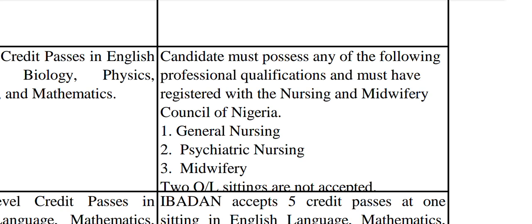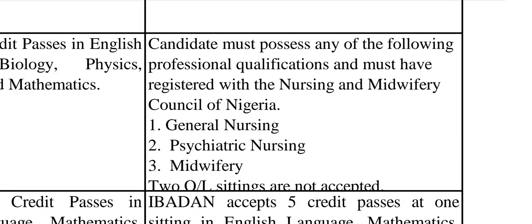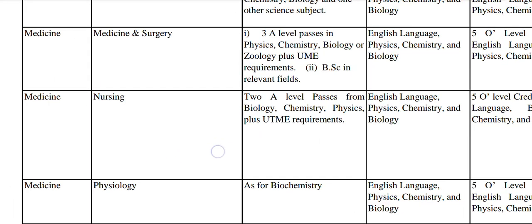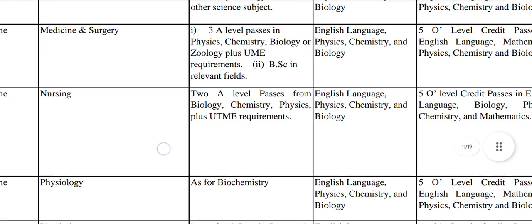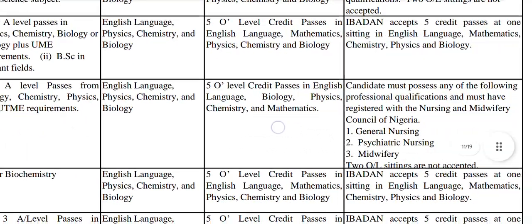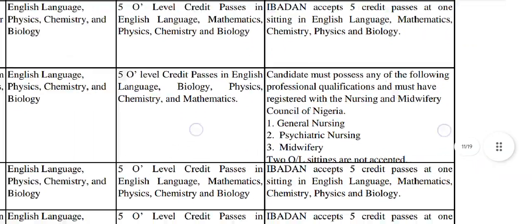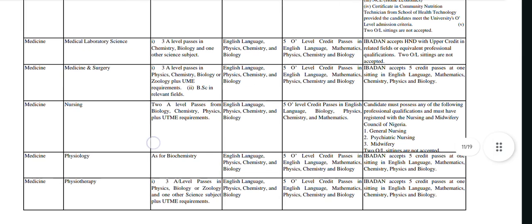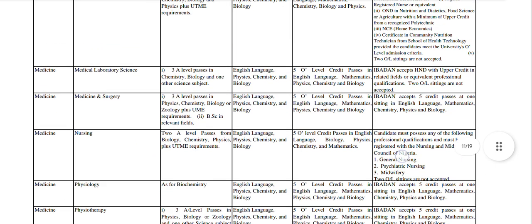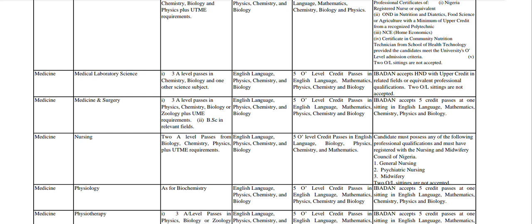Okay, you must possess any of the following professional qualifications and must have registered with the Nursing and Midwifery Council of Nigeria. So you must have studied maybe general nursing, psychiatric nursing or midwifery. So if you are qualified as a nurse, you are qualified to practice as a nurse, you can apply for this. So we have two categories of people that can apply as a direct entry candidate: Cambridge A-level people and those who are registered nurses. I hope you understand. And they don't accept two O-level results, only one sitting.